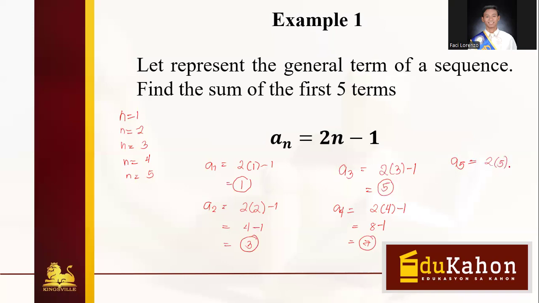So this is equal to 2n minus 1. So 2 times 5, that is 10. And 10 minus 1 is equal to 9. Okay, to list the terms, we know that the sequence is composed of 5 terms based on the given example.